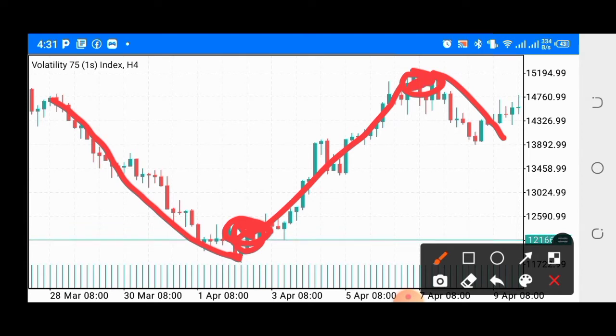So if you could spot this place as a support and this place as a resistance, there is a probability that this market is coming back to this point here. Alright, let's check this out.